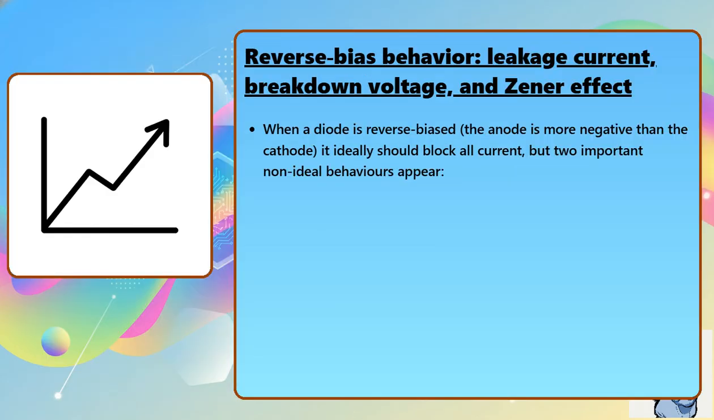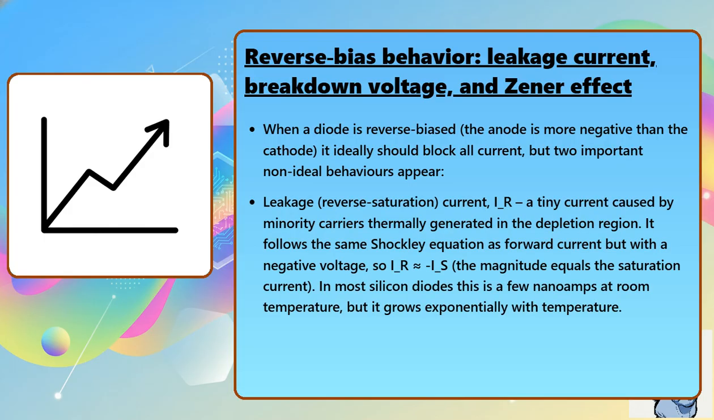When a diode is reverse biased, the anode is more negative than the cathode. It ideally should block all current, but two important non-ideal behaviors appear. Leakage, also called reverse saturation current, I sub R, is a tiny current caused by minority carriers thermally generated in the depletion region. It follows the same Shockley equation as forward current but with a negative voltage, so I sub R is approximately negative I sub S. The magnitude equals the saturation current. In most silicon diodes, this is a few nanoamps at room temperature, but it grows exponentially with temperature.